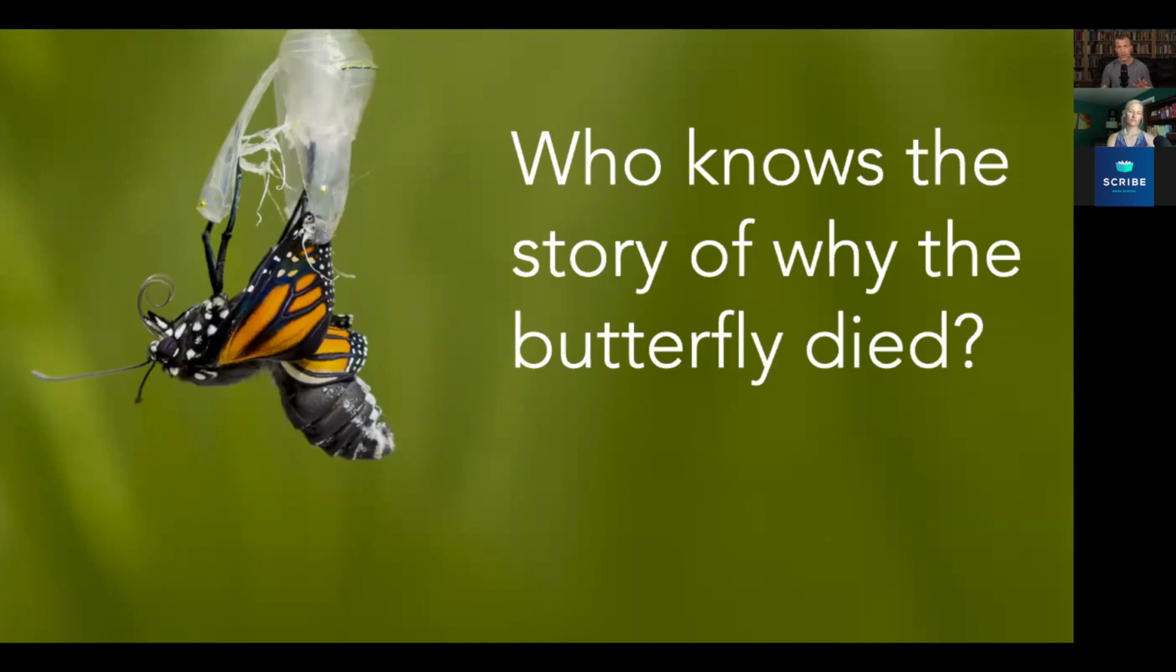He goes, well, the way a butterfly strengthens its wings is by breaking out of the chrysalis. So it has to have the chrysalis to use to strengthen its wings so that it can fly. Without breaking the chrysalis, it can't develop that strength. By helping the butterfly out, you stopped it from flying and it died.